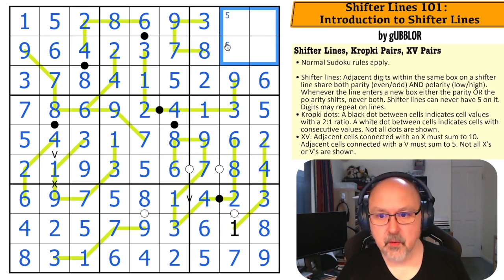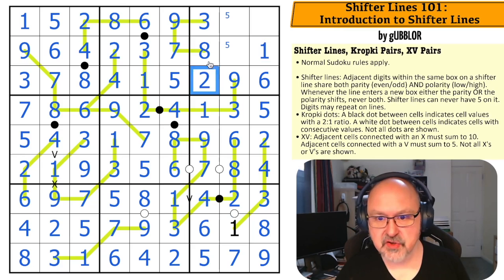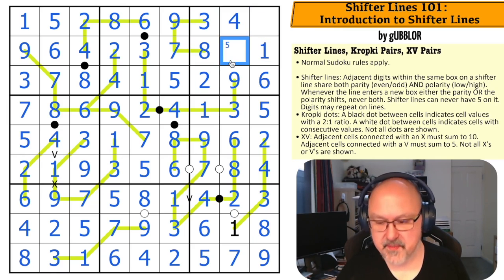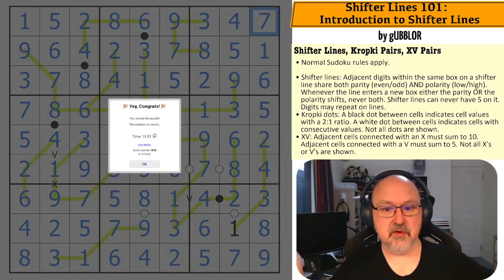So this should be easy. 1 is in one of those two because of that one, and it's not there because of the invisible one. This is the 1. 2, 3, I need to put in a 4. It's not there or there. That's the 4 by pencil marks. This becomes the 5. I just need a 7. And that is the correct solution to the puzzle.